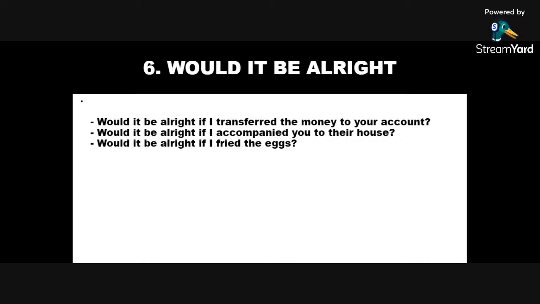For example, would it be all right if I transferred the money to your account? The person might want cash immediately. And so you are asking, would it be all right if I transferred the money to your account? Another example is, would it be all right if I accompanied you to their house? Maybe the person is going to some people's house, and you want to know if there would be anything wrong if you accompanied him. Would it be all right if I accompanied you to their house?